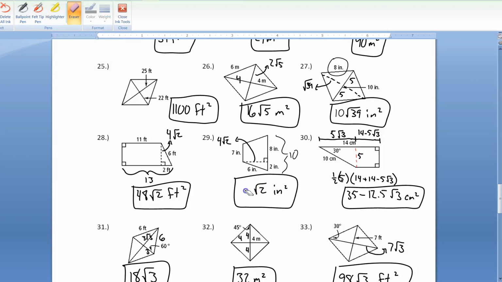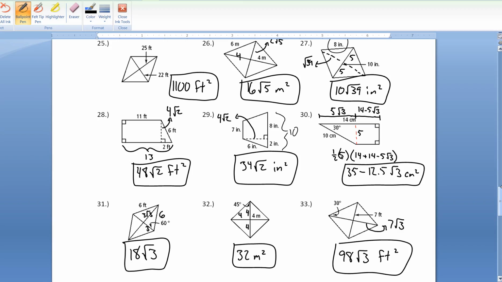So this one's 1/2 the bases added together, so it's going to be 17. I forgot to add the 2. So it's 17 times the half of 4, so it's 34 root 2. There we go. This one was 10 root 39. Sorry, I'm rushing a little bit.